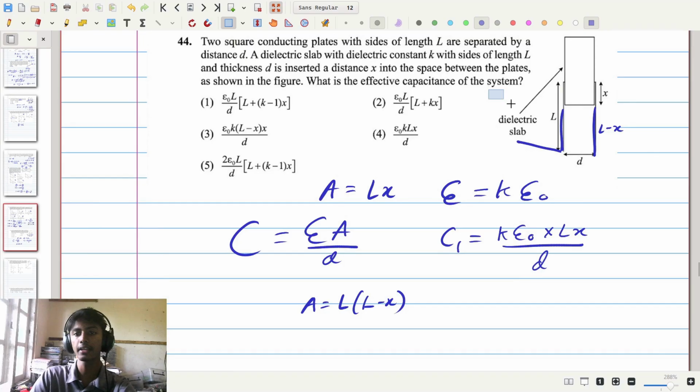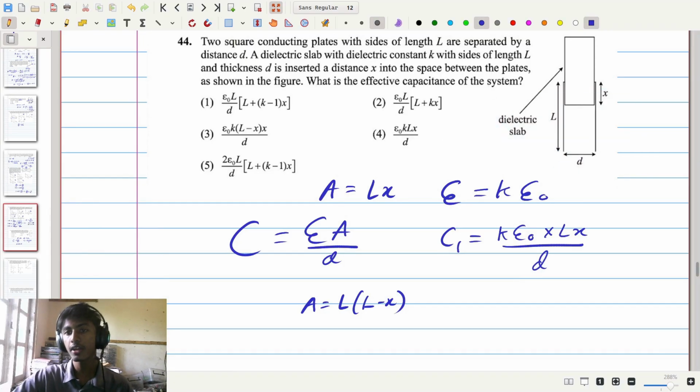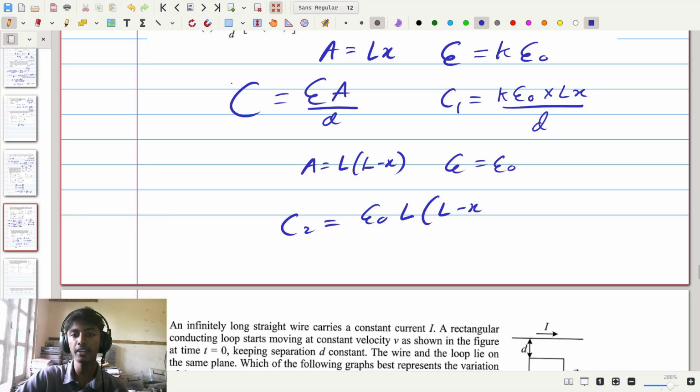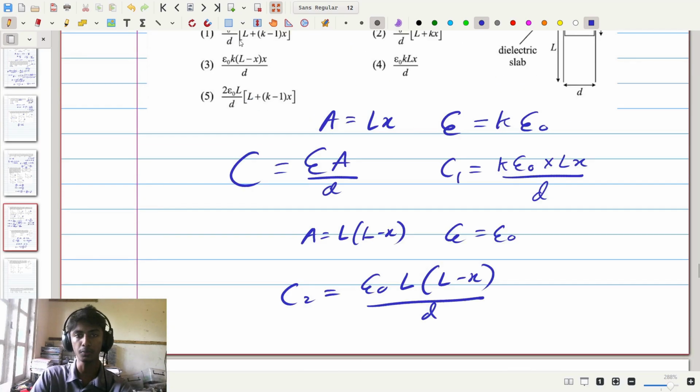Now if we take a look at the epsilon here, since there is nothing in between the two plates, epsilon is going to be equal to epsilon naught. So therefore here we have epsilon naught. Now according to that, if epsilon is equal to epsilon naught and the distance is equal to D, then C2 will be equal to epsilon naught times L minus x divided by D. So this is the value of C2.